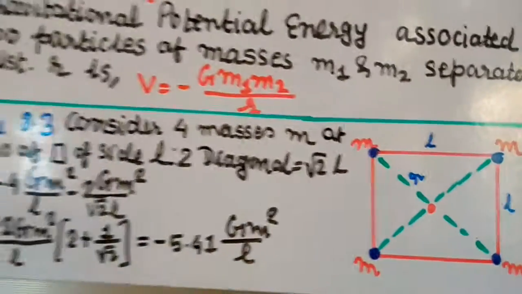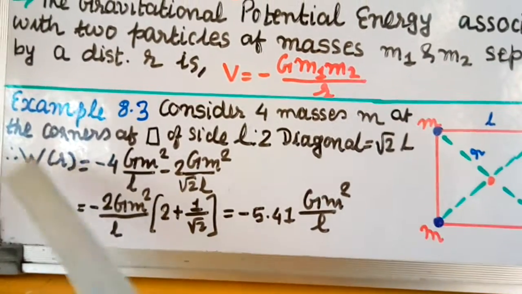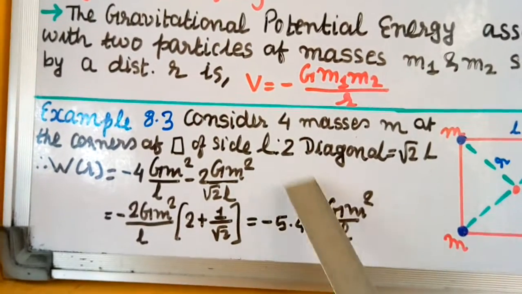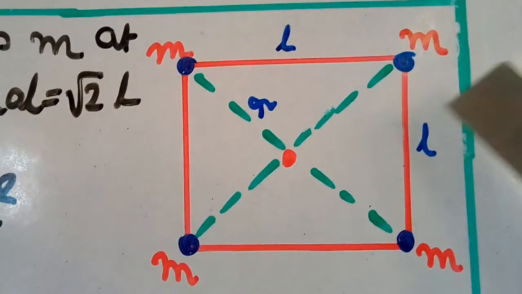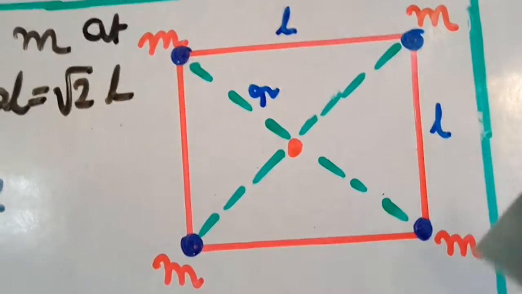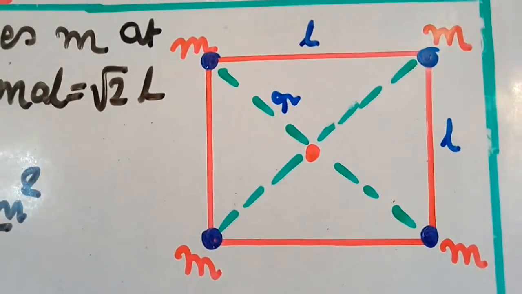So what we have done here is we are given four masses M at the corners of a square of side L, and two diagonals of length root 2L. So this is one diagonal, this is the other diagonal, and the length is root 2L. And the four sides are of length L, right? So now we shall write the potential energy.